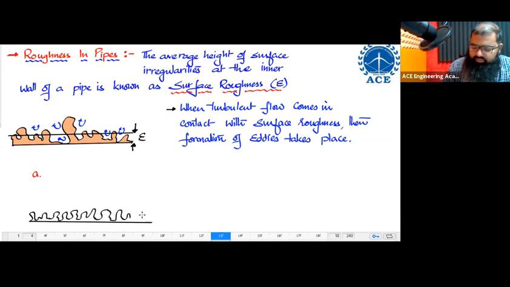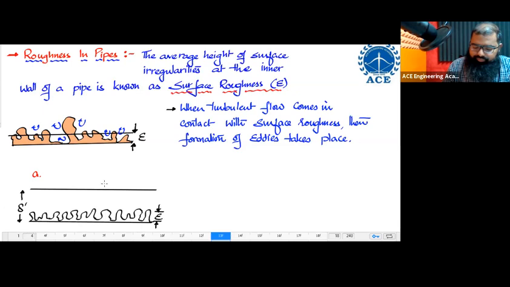You are having surface roughnesses something like this. This is the surface roughness, let us say. Furthermore, imagine that this distance over here is laminar sublayer thickness, delta prime. Epsilon value will be this much. You see, epsilon is much lesser than delta prime.